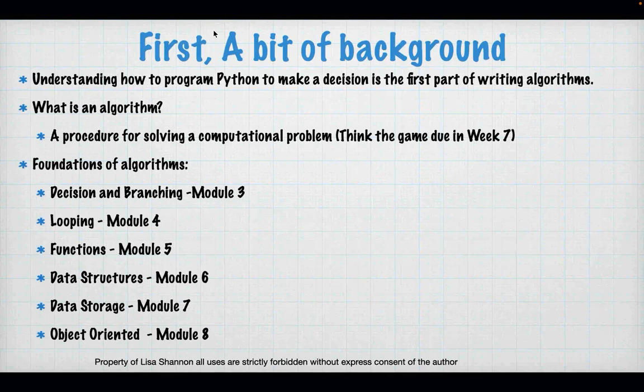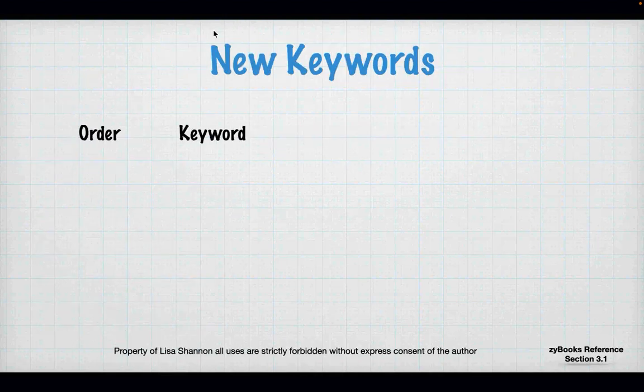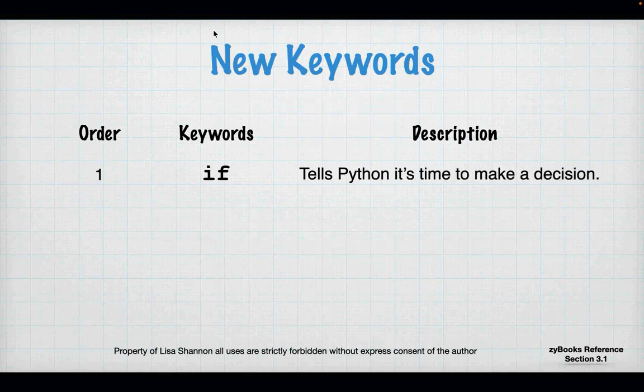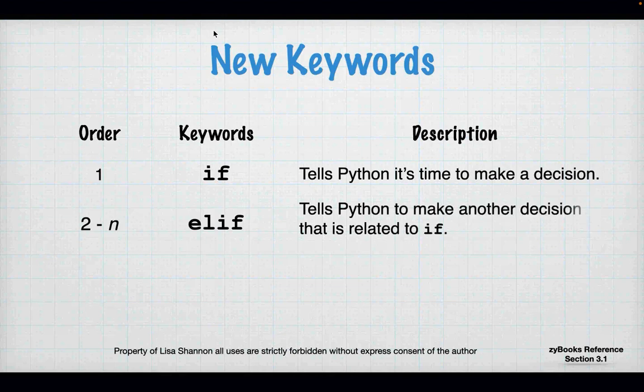But here's where we have to start, and you need to understand how to ask Python a question so that you get the answer that you would be expecting. So we got some new keywords. And there is an order to how you use these keywords. If tells Python, hey Python, you're going to have to answer a question. And you always see an if statement first because you can ask follow-on questions. 2 through however many is elif. Elif is the keyword. It's saying, okay, Python, make another decision, but it's mutually exclusive, and we'll explain what mutual exclusivity is in a minute. It's mutually exclusive from the if statement.